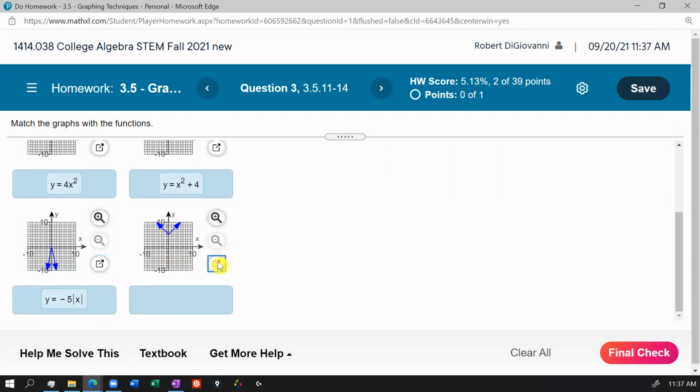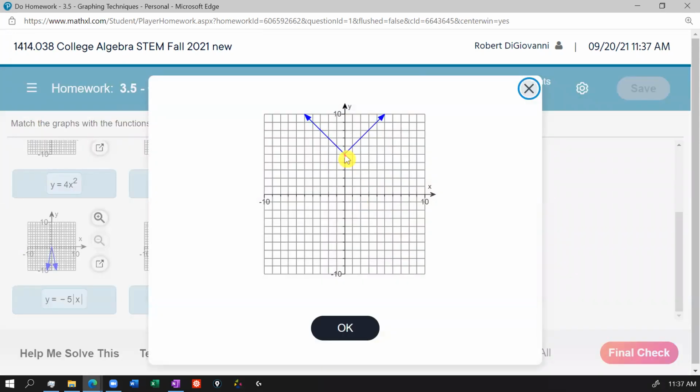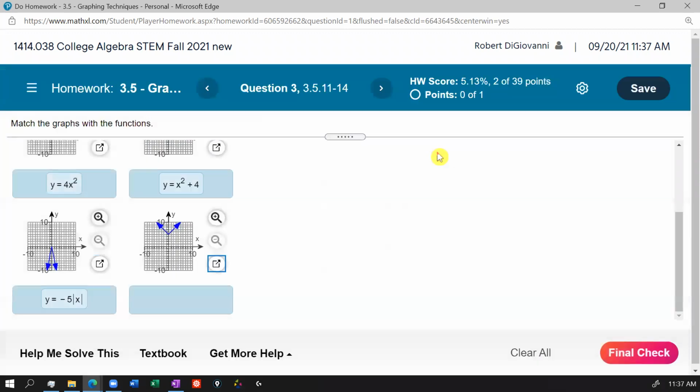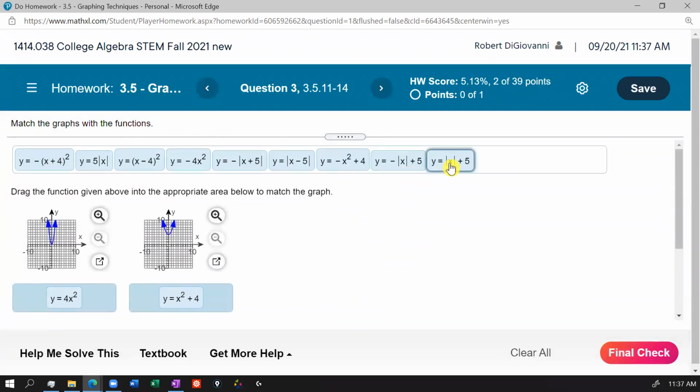And then this one looks like a normal absolute value function because you go the right one, up 1, right one, up 1. And it's been moved up 1, 2, 3, 4, 5. So it should just be the absolute value function plus 5, this right here.